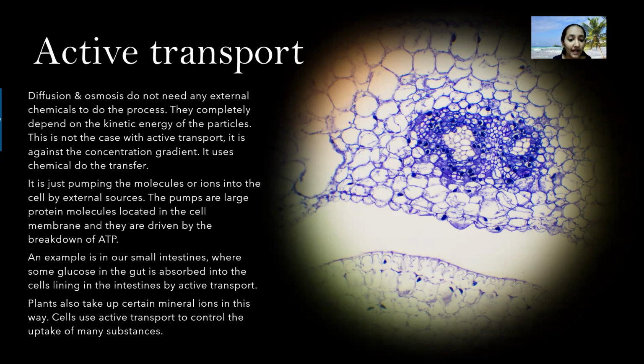The pumps are large protein molecules located in the cell membrane, and they are driven by the breakdown of ATP, adenosine triphosphate. An example is in our small intestines, where some glucose in the gut is absorbed into the cells lining the intestines by active transport. Plants also take up certain mineral ions in this way. Cells use active transport to control the take-up of many substances.